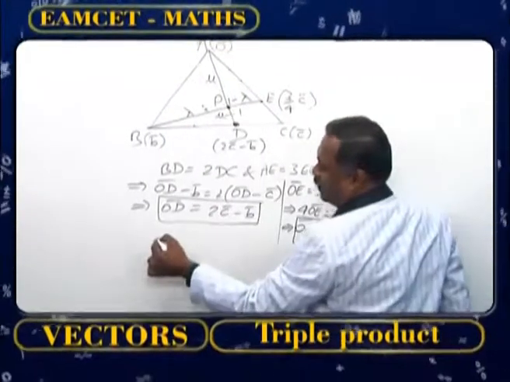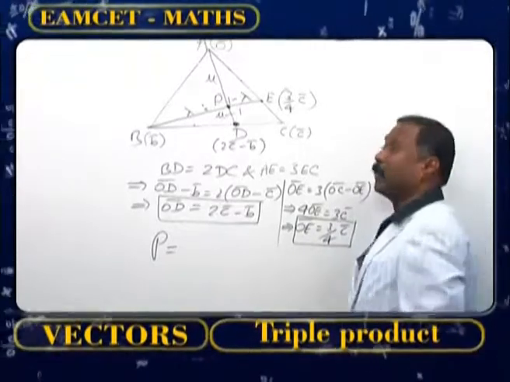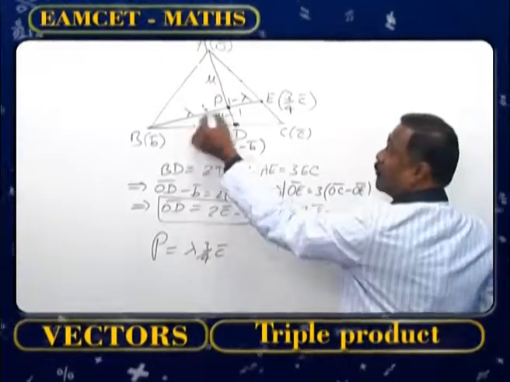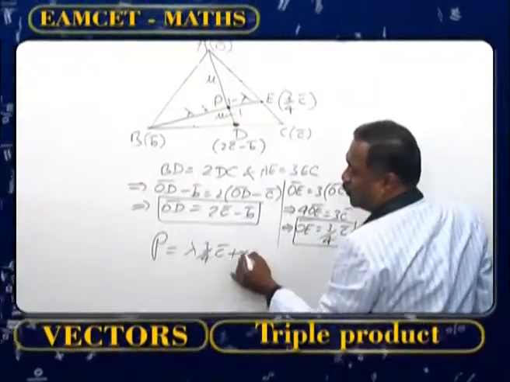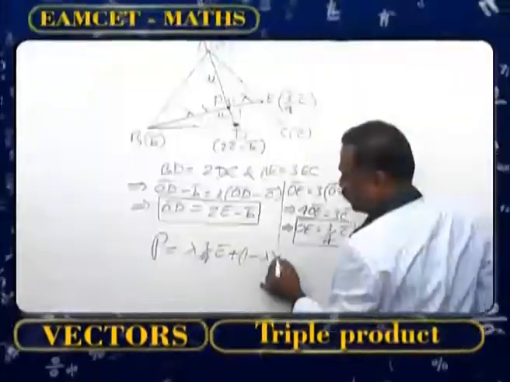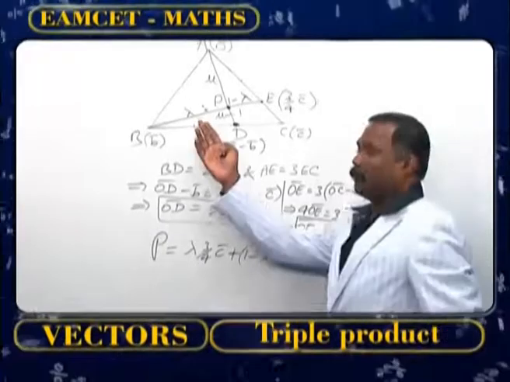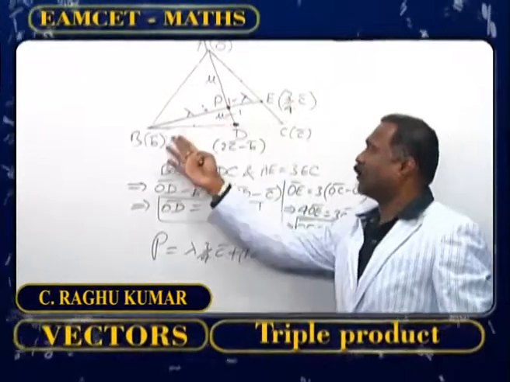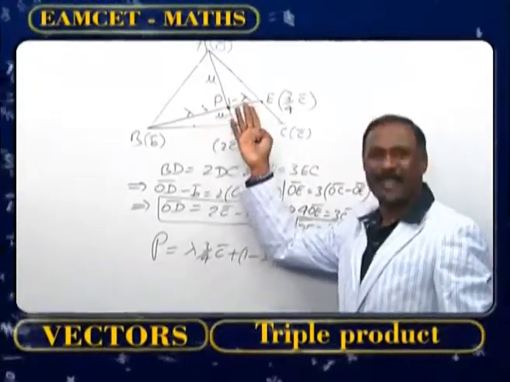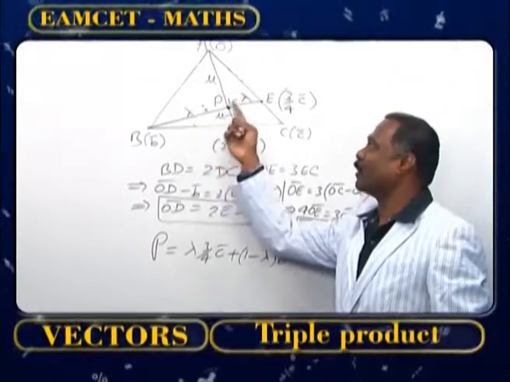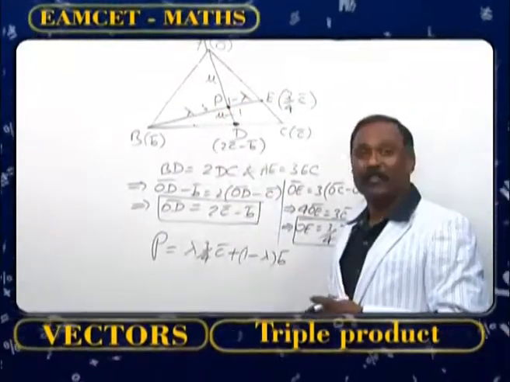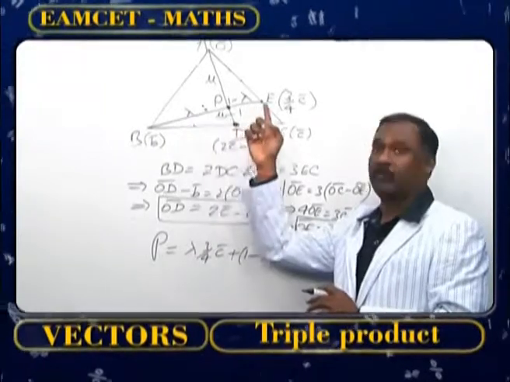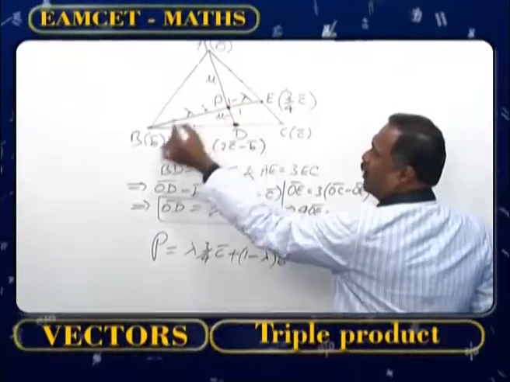Now let me write P here. What is P? From this one, lambda into 3 by 4 C bar plus 1 minus lambda into B bar. What is it I am doing? I'm applying the section formula, (mx2 plus nx1) upon (m plus n). Now you will understand what happens to m plus n here: lambda plus 1 minus lambda, lambda gets cancelled and you will get 1. So you need not write the denominator in this case. That's the advantage of taking the ratio as lambda is to 1 minus lambda. So I have got P now on BE.